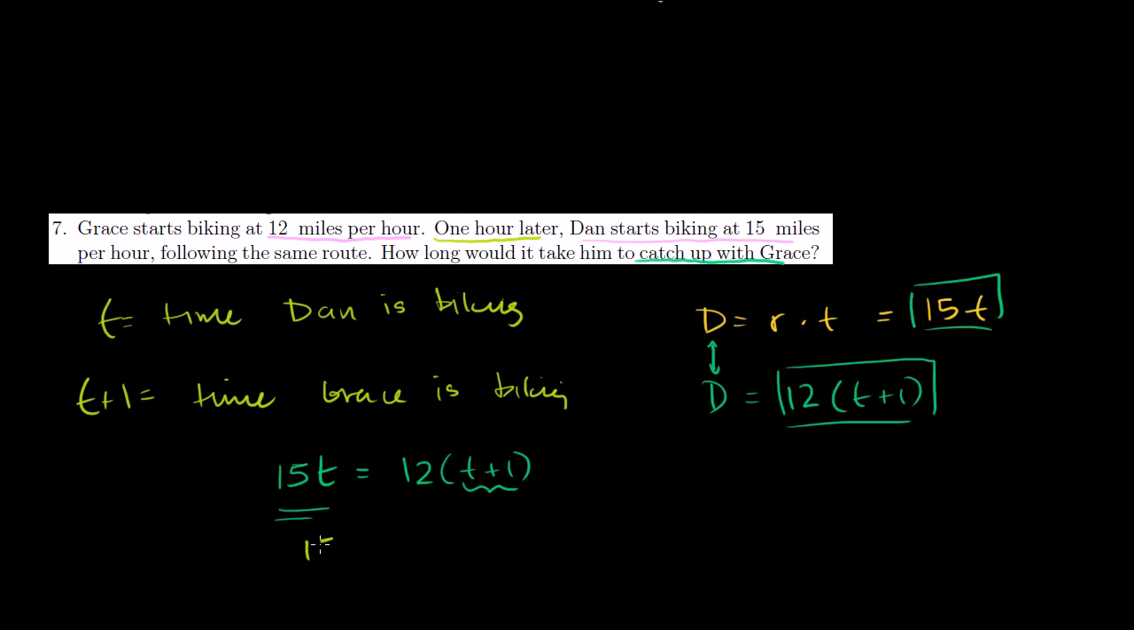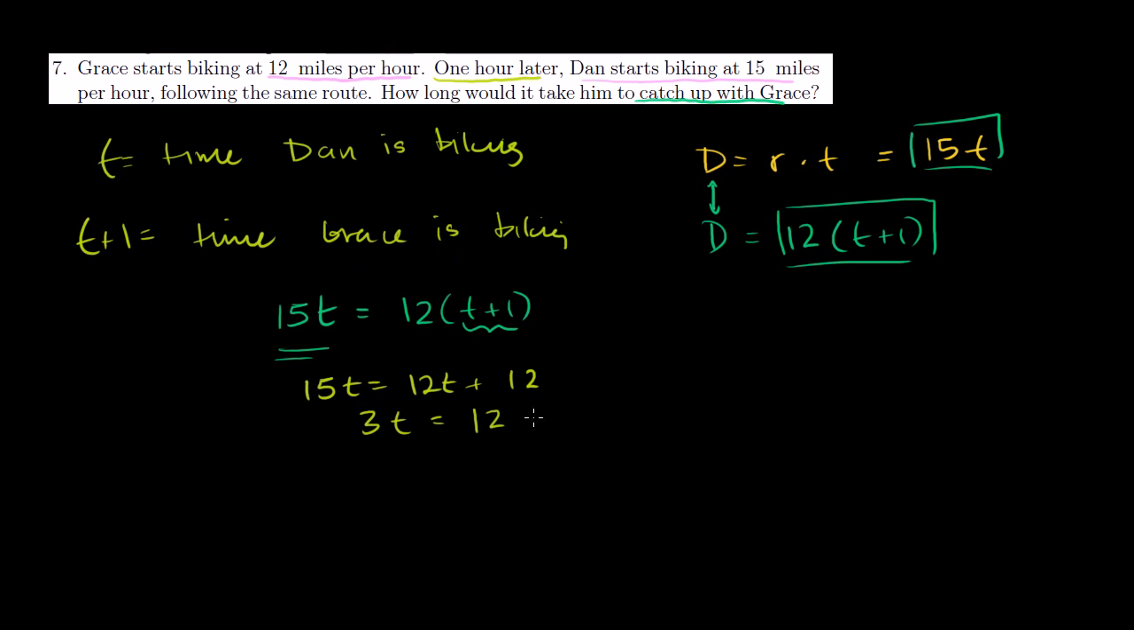So we get 15t is equal to 12 times t plus 1, which is 12t plus 12. I don't want to make a mistake there. If we subtract 12t from both sides, you get 3t is equal to 12. Divide both sides by 3. You get t is equal to 4. So after Dan has been riding for 4 hours, he will catch up with Grace. This is Dan.